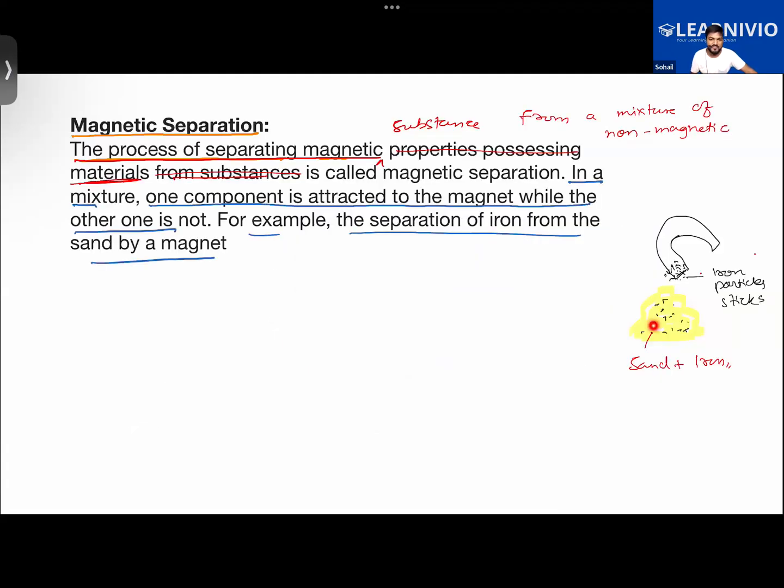Then we have the magnetic separation. So you have a mixture of sand and iron. We can separate the iron because iron is a magnetic object. Apart from iron, what are the other magnetic objects we have learned about? Cobalt and nickel. What are the three magnetic objects? Repeat. Iron, cobalt and nickel.